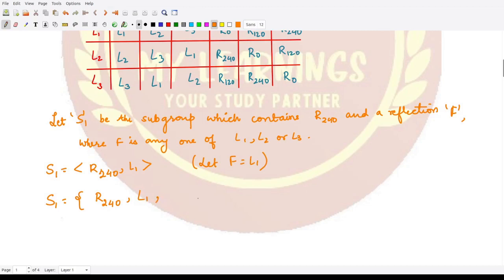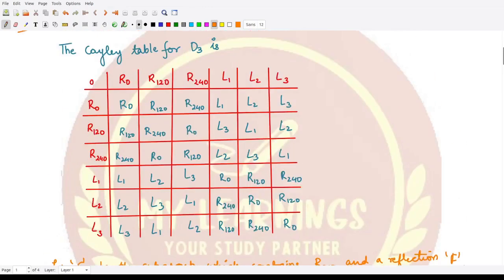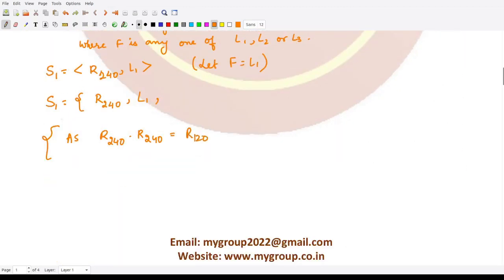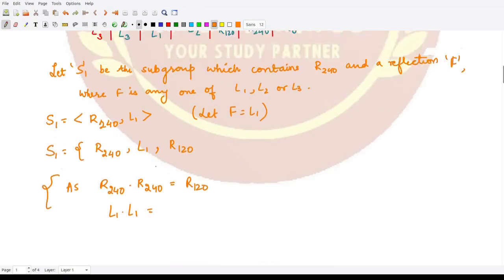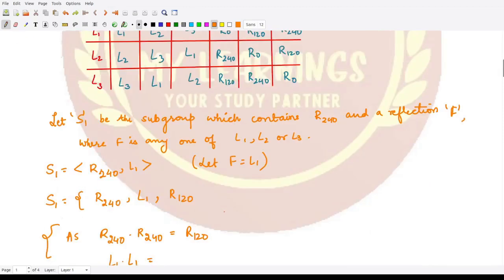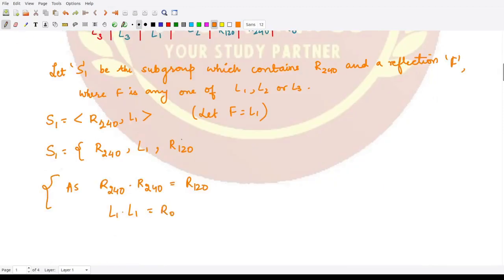So what all elements would be there in this? Here you can see what is R240 composed with itself. In our Cayley table, R240 composed with R240 is R120. So that means R120 is definitely present here, right? So let's write it here. What about L1 composed with L1? When L1 is composed with L1, you have R0 here. So that means R0 should also be present, for it to be a subgroup, R0 should be there, which is the identity element.